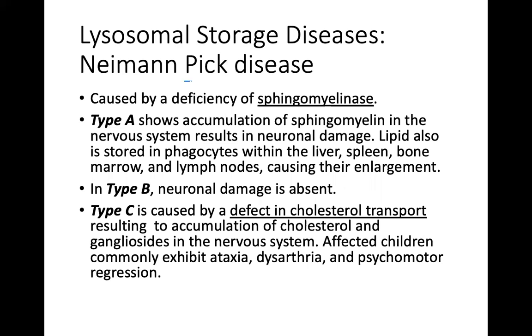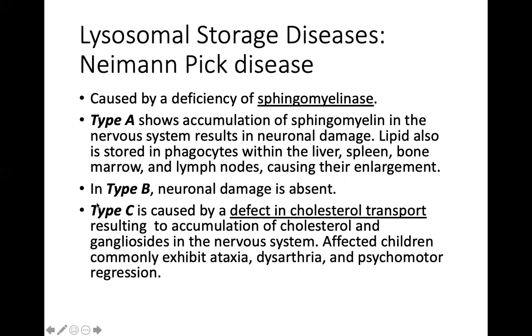Okay. Another lysosomal storage disease is your Niemann-Pick disease. Now, there are different types of Niemann-Pick disease. The type A and type B usually caused by deficiency of sphingomyelinase. While your type C is different siya kasi yung defect natin is in the cholesterol transport. So for type A and type B, usually nagkakaroon tayo ng accumulation of sphingomyelin. Okay, ang pinagkaiba lang ng type A sa type B is that the type A, meron tayong involvement ng nervous system or meron tayong neuronal damage aside sa storage of sphingomyelin in your phagocytes sa MPS, sa liver, spleen, bone marrow, and lymph nodes, causing their enlargement.